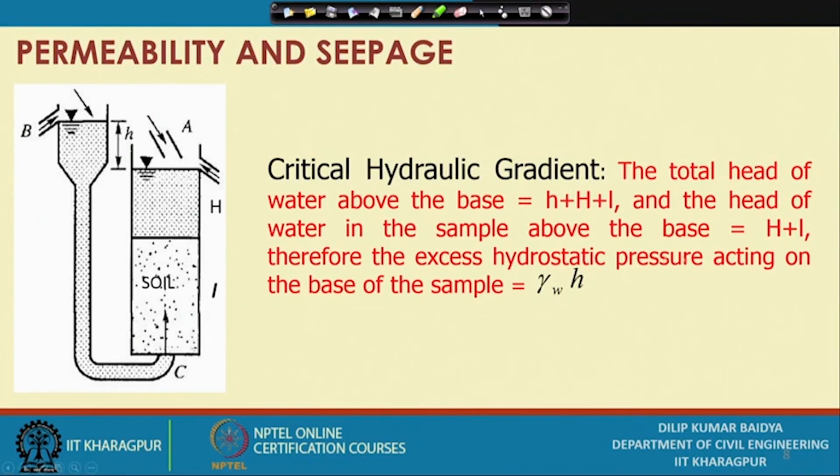Therefore, the excess hydrostatic pressure acting on the base of the sample will be gamma W times H. If I subtract one from the other, H gets cancelled, L gets cancelled, and only small h is left, that is small h into gamma W. So, this much excess hydrostatic pressure is additionally acting from the bottom. If it happens, then what is the problem?